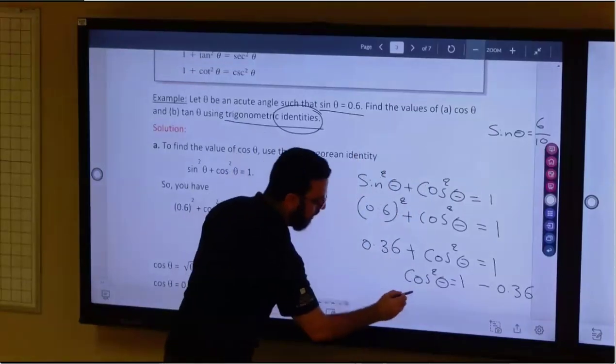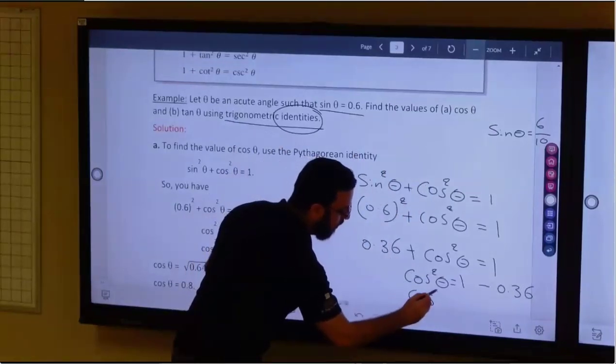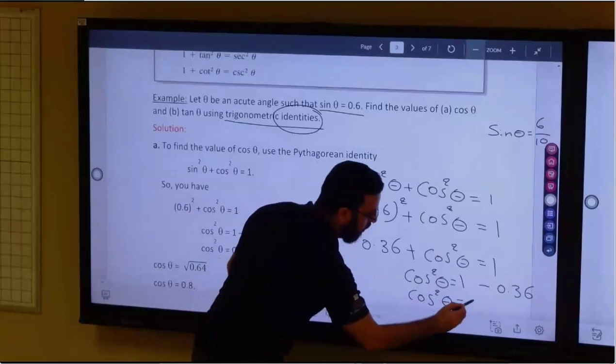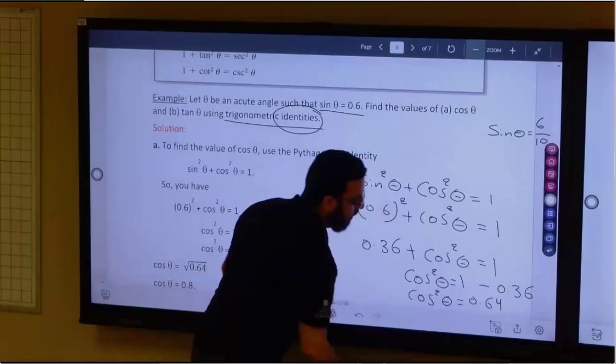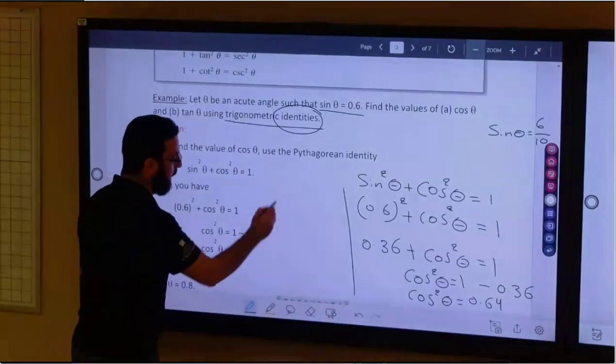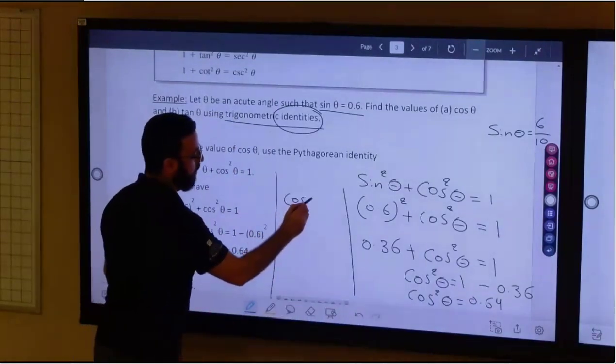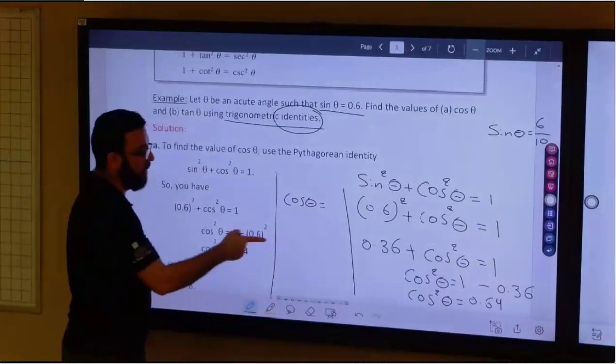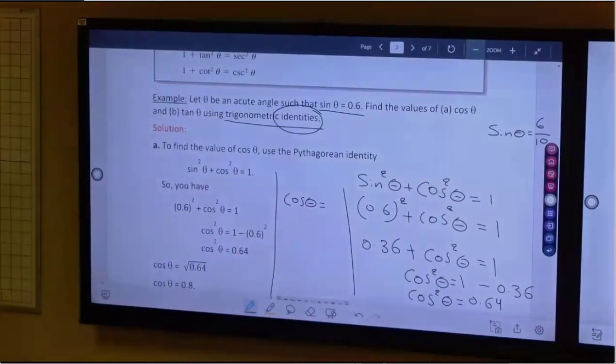That's going to be 0.64. This is the cosine square. What about cosine theta? It's going to be equal to the square root of 0.64. What's the square root of 0.64? 0.8.